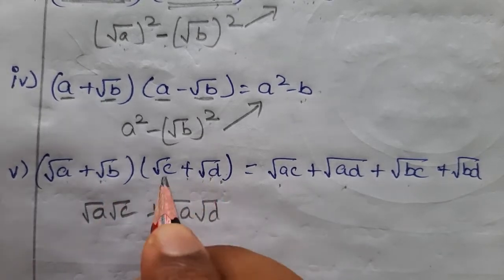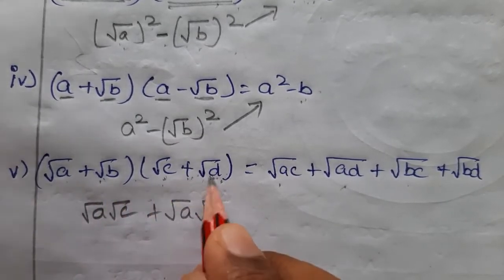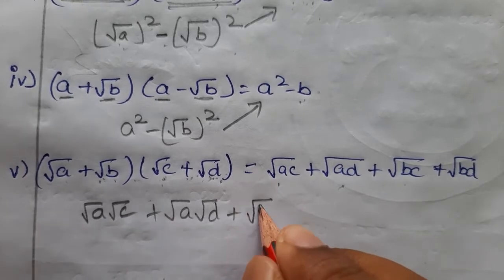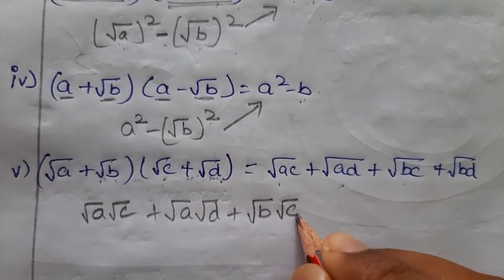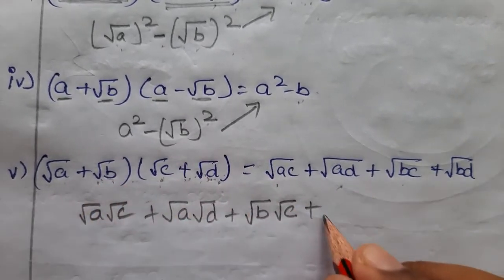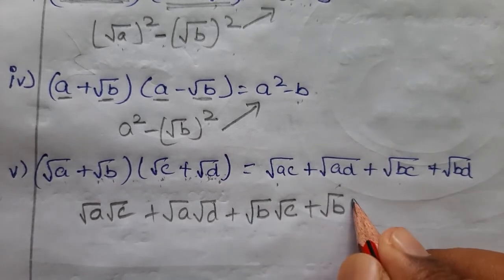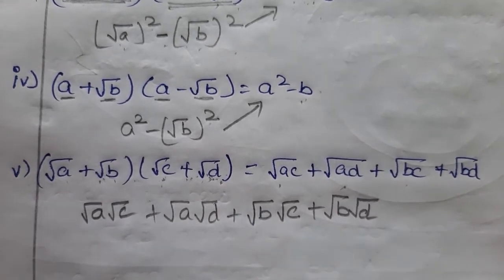Next, √b you will multiply with these two terms, so plus √b into √c, plus b multiplied with d, you get √b into √d, right?